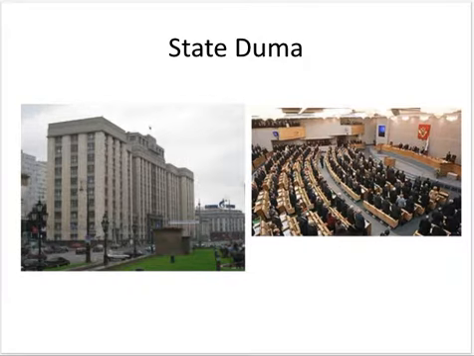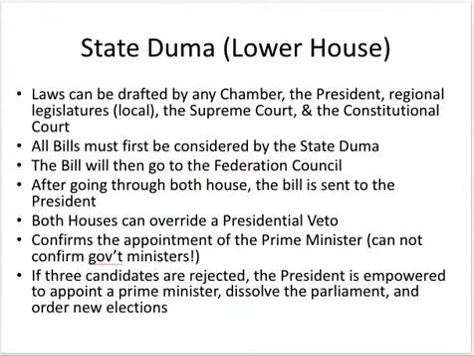There's the Duma. So the Duma then, they draft laws. They also can be drafted by the president, laws can, and the regional legislatures. But all bills must be first considered in the Duma. The bill then goes to the Federation Council. After going through both houses, it's sent to the president. So both houses can override a presidential veto.